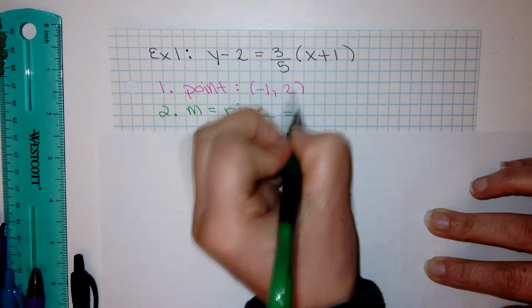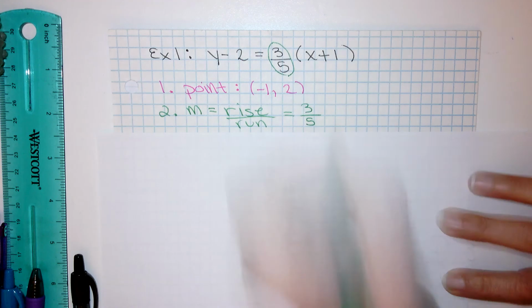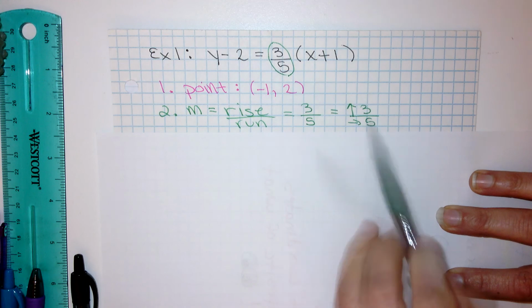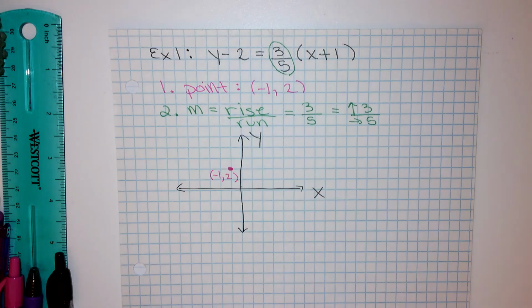The slope stays the same. It's going to be 3/5. This is still my slope. And now that just means I'm going to go up 3 and forward 5 from this point. So let's graph it and check it out.